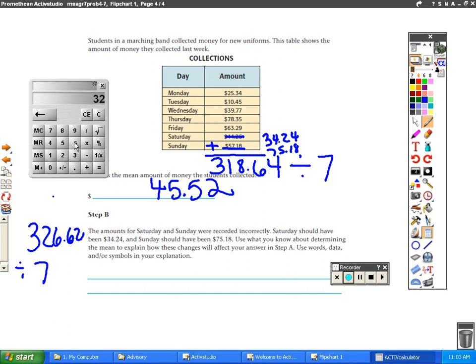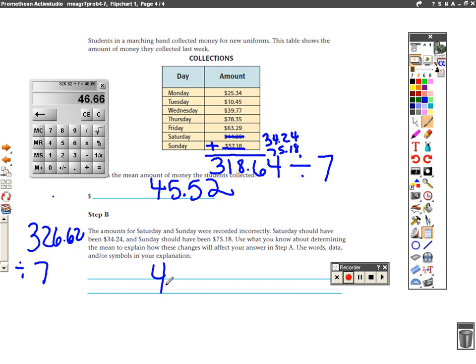So $326.62 divided by 7 gives me $46.66. So my mean would increase. And I can simply just show myself calculating it again, show my work for calculating it again, and say that the mean increased.